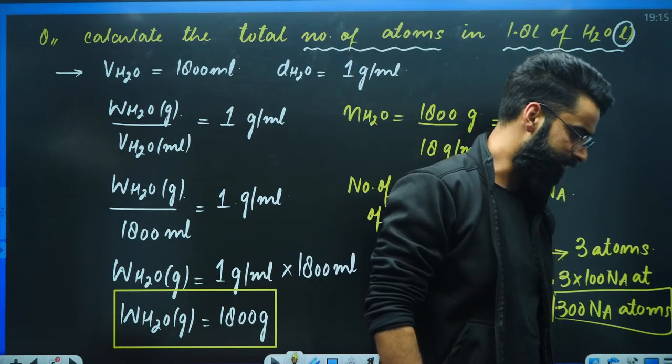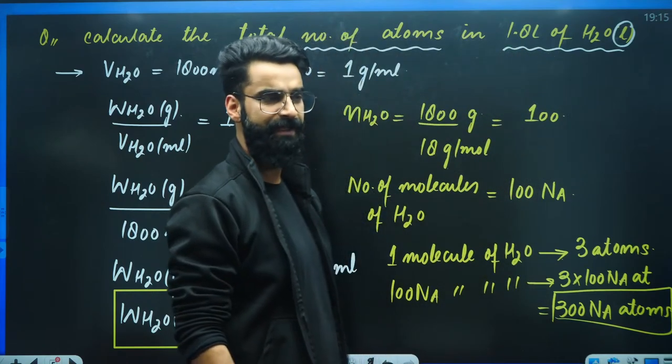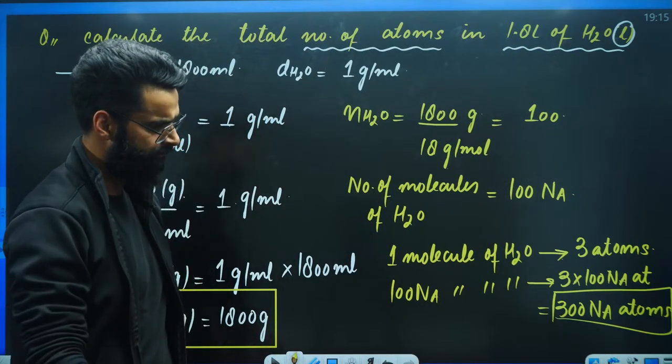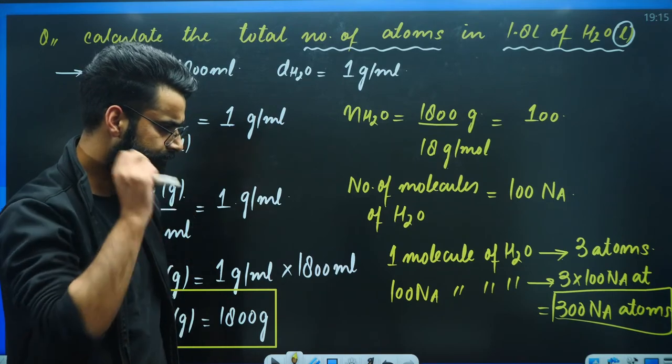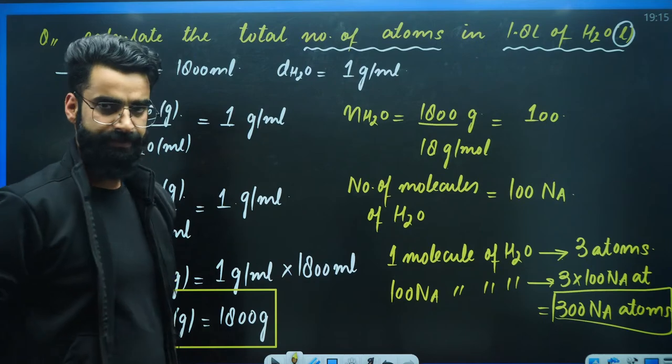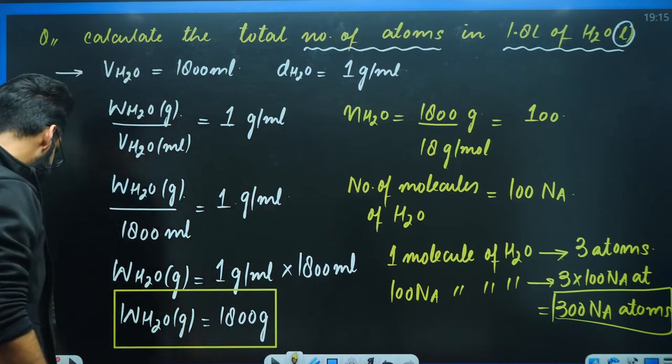Yes, Shweta, you can say that. Number of atoms is equal to moles multiplied by Avogadro's number multiplied by atomicity. Of course, the choice is all yours. Perfect. I hope this is clear to everyone.